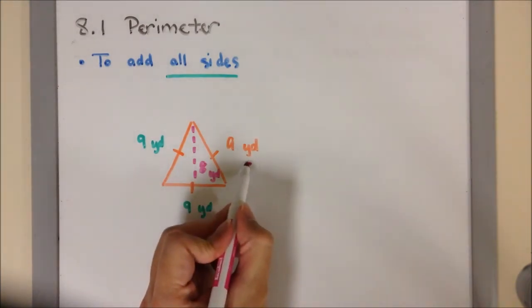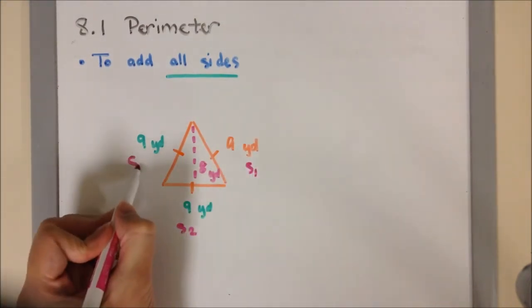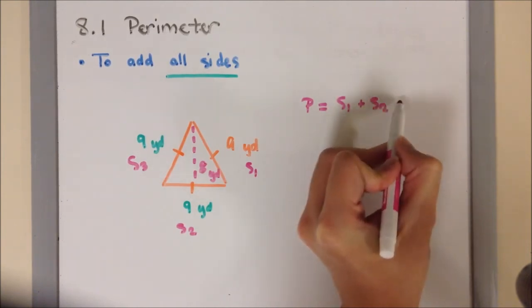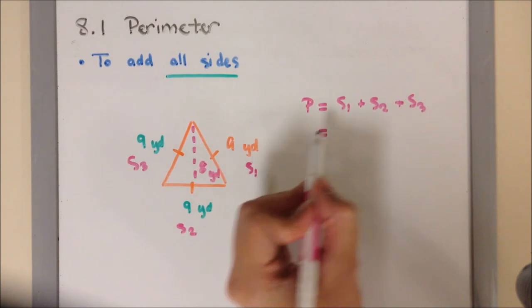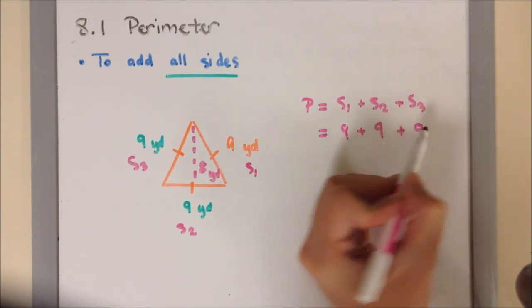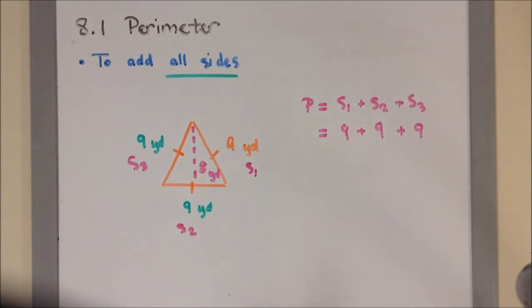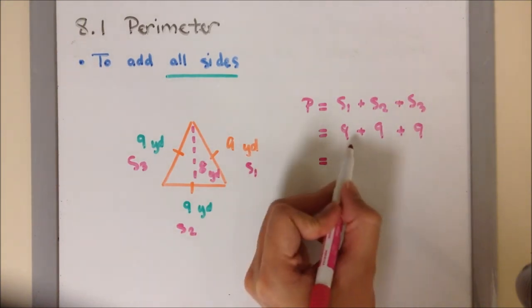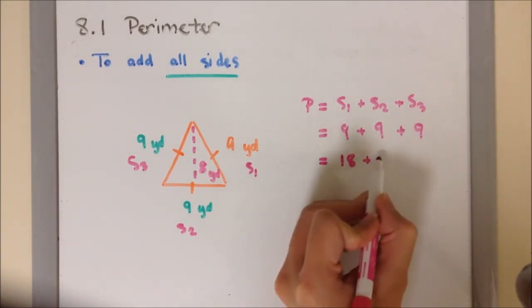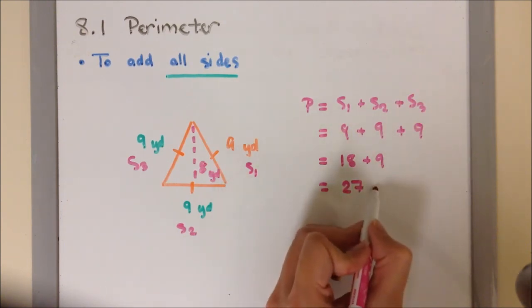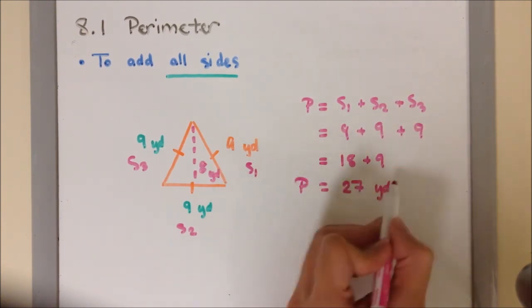So, side 1, side 2, side 3. So my perimeter is equal to S1 plus S2 plus S3. Side 1, 9, plus side 2, also 9, plus side 3, also 9. As you notice, I didn't use the 8 because it's just the height from the top to the bottom. We would use the height when finding the area of a triangle. So 9 plus 9 is 18. And then 18 plus 9 is 27. So 27 yards is going to be our final answer for the perimeter.